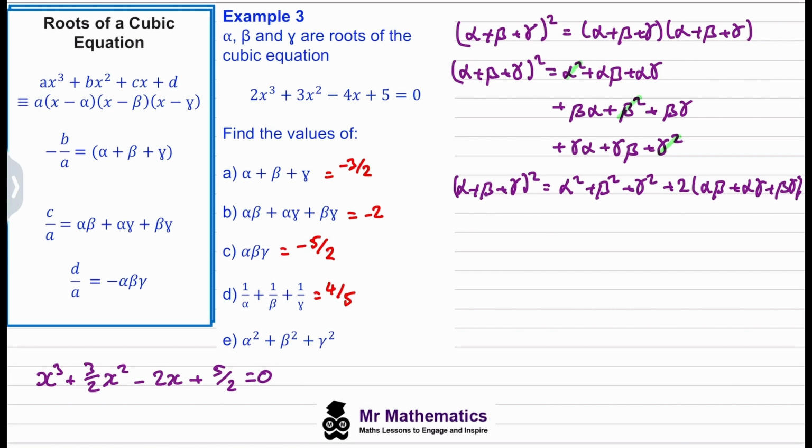And now we can substitute in our known values. We know this is negative 3 over 2. So when you square it, we'll get 9 over 4. This is what we're trying to find. Plus two lots of the product pairs, which is negative 2. We'll move a negative 4 to the left-hand side. So we get 25 over 4 will be equal to alpha squared plus beta squared plus gamma squared.